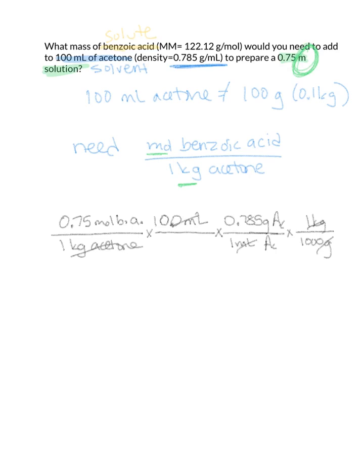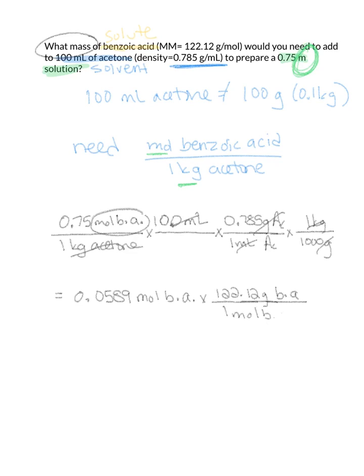Now I'm left with grams and moles, so apparently I need to do just a little bit more work. Because when I multiply all of this together, I get an answer of 0.0589, but when I look at my units, what I'm left with is moles of benzoic acid. That's fine, but I wanted to know the mass of benzoic acid at the beginning, so I just need the last step of multiplying by the grams per mole, the molar mass. And that's how I find out that it takes 7.19 grams of benzoic acid, right?